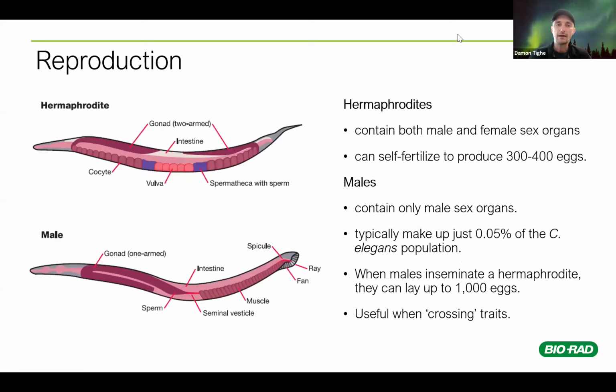As far as the division of sexes in C. elegans, the majority of the worms you have are hermaphrodites. Those hermaphrodites can lay upwards of 400 eggs, which gives you that really quick regeneration. And males, as we joked about before, are a really small portion of the population because they're just not that important. So 0.05% of a C. elegans population is usually males.